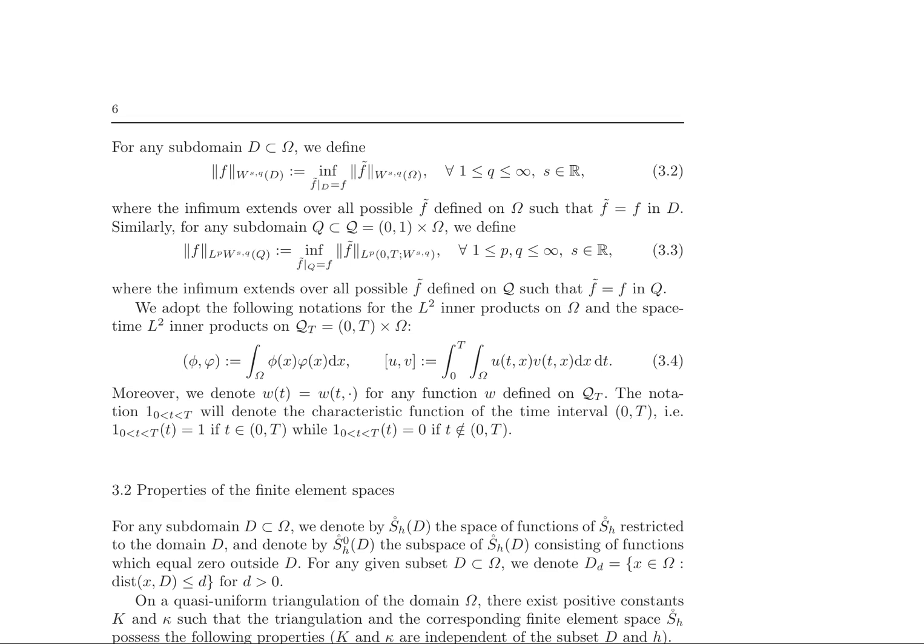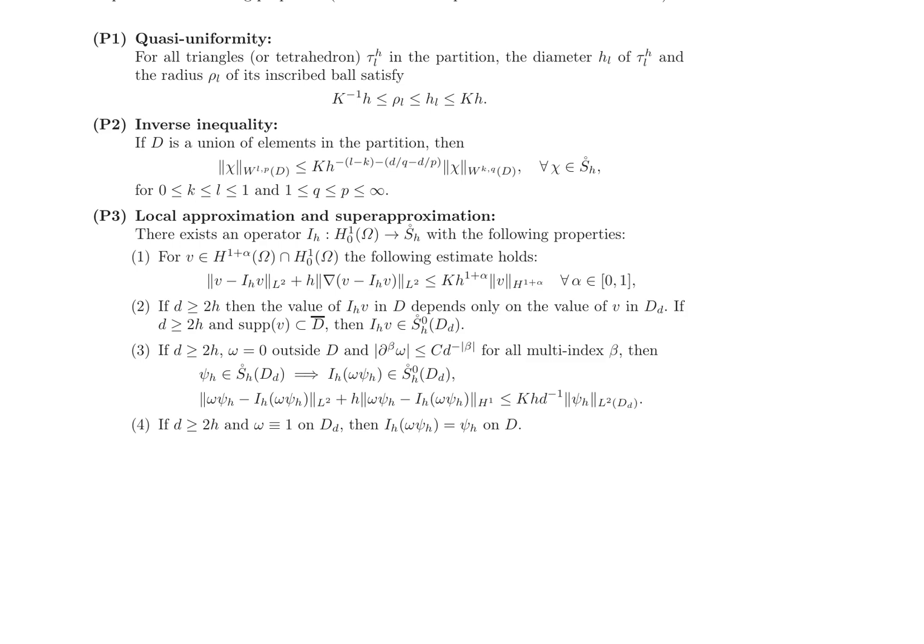1. Quasi-uniformity. For all triangles, or tetrahedra, τ_h in the partition, the diameter h of τ_h and the radius ρ of its inscribed ball satisfy k^{-1}h ≤ ρ ≤ h ≤ kh. 2. Inverse inequality. If D is a union of elements in the partition, then ‖χ‖_{W^{l,p}(D)} ≤ kh^{-(l-k)-(d/q-d/p)}‖χ‖_{W^{k,q}(D)} for all χ in S_h, for 0 ≤ k ≤ l ≤ 1 and 1 ≤ q ≤ p ≤ infinity.